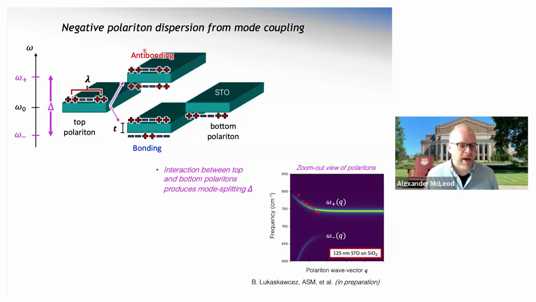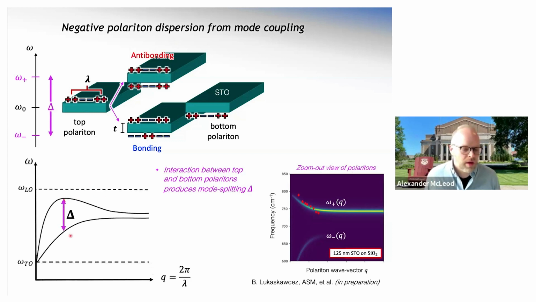With this very simple picture, if we now measure this splitting as a function of momentum, what we expect is a dispersion that looks like this, with a lower branch and an upper branch. The bottom would be this omega minus, and the top would be this omega plus. The splitting between them can be controlled not just with the thickness of the membrane, but also with the permittivity of the substrate. So this was a prediction that's now borne out with our measurements here.